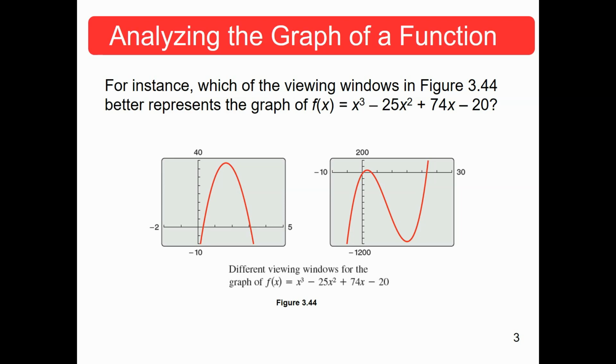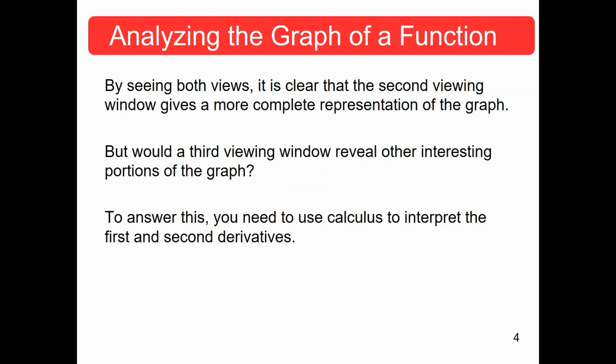Look at these two windows. Both of these are over specific intervals. The first one is from x equals -2 to 5. The second one, though, is from -10 to 30. And notice that our y value went from -10 to 40 in the first, and over here, we're -1200 to 200. So it's a much bigger window. By seeing both of these views, it's clear that the second viewing window gives a better, more complete representation of the graph. Now, here's a question. Would a third different window reveal even more interesting things going on in that graph?